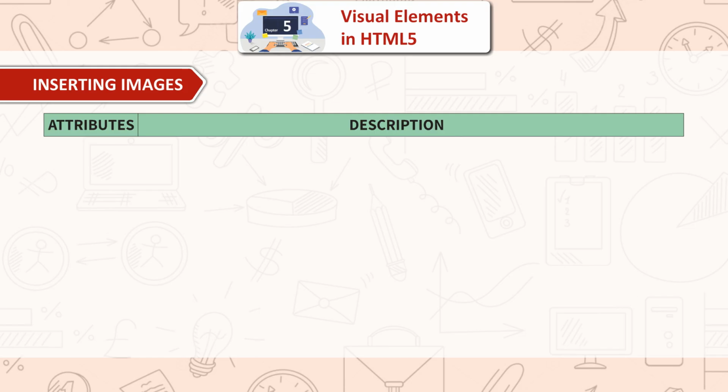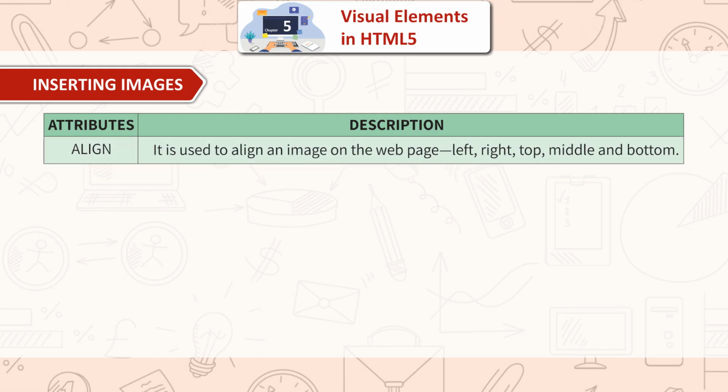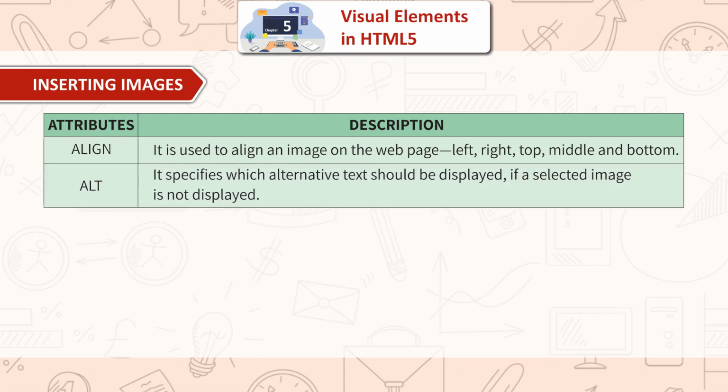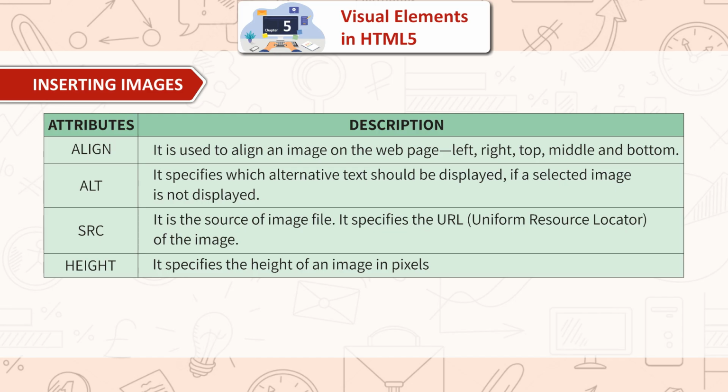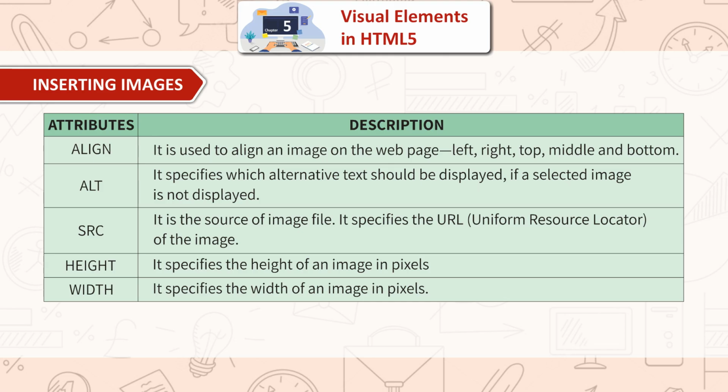Attributes and description. Align. It is used to align an image on the web page: left, right, top, middle, and bottom. Alt. It specifies which alternative text should be displayed if a selected image is not displayed. SRC. It is the source of image file. It specifies the URL, Uniform Resource Locator, of the image. Height. It specifies the height of an image in pixels. Width. It specifies the width of an image in pixels.